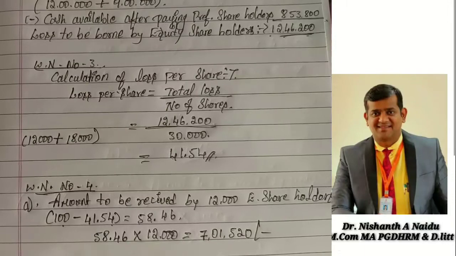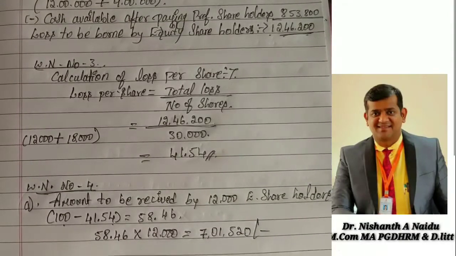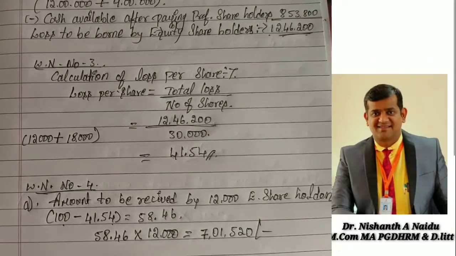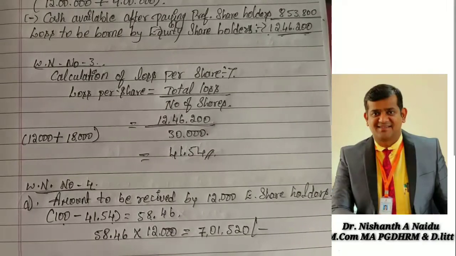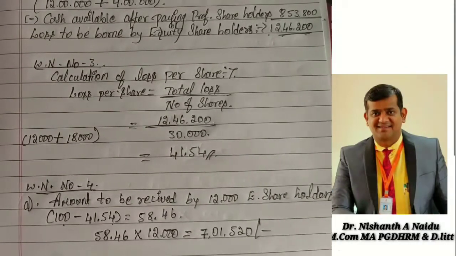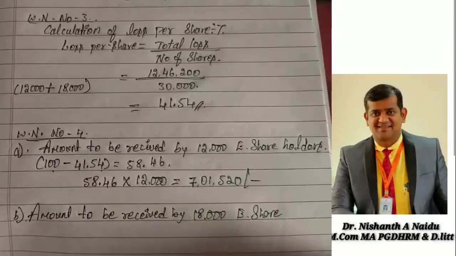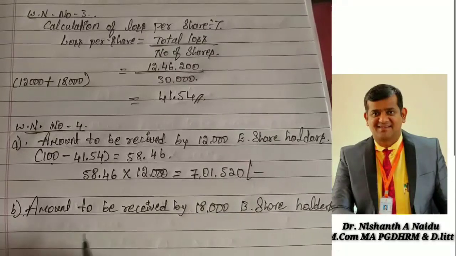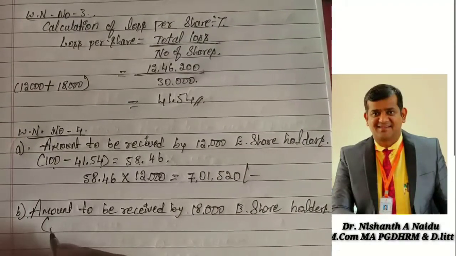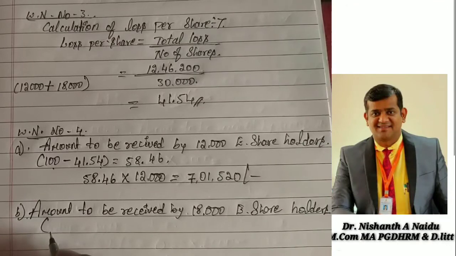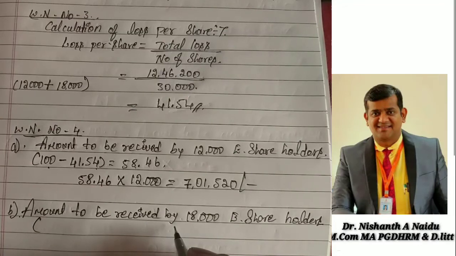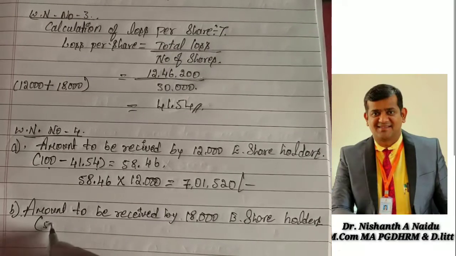Now the amount to be received by how many shares? 18,000 equity shareholders. Same, what is the amount paid by the shareholders? Rupees 50. Be clear, 18,000 shares of rupees 100 each, but paid up 50 rupees. So whatever they have paid, we are going to consider that 50 rupees.